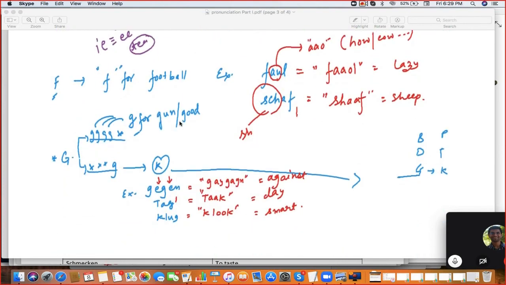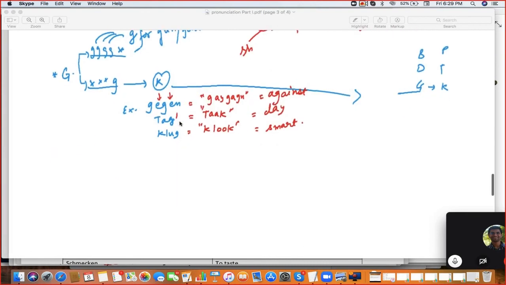F, everywhere, is the first sound. Speak the first example. Foul. A U is foul. Next, Shaf. Then G. G in the end is ka, beginning or middle is ga for gun. Speak the example. Gegen. Tak.